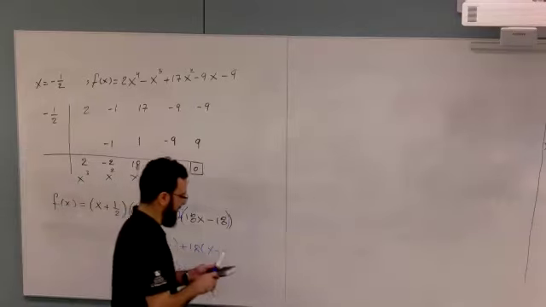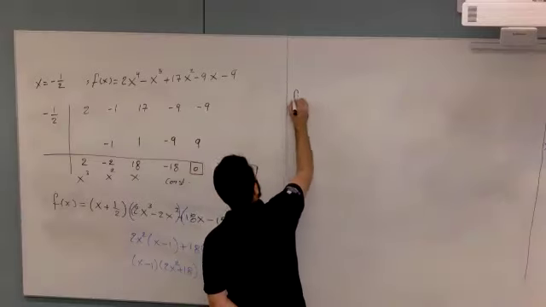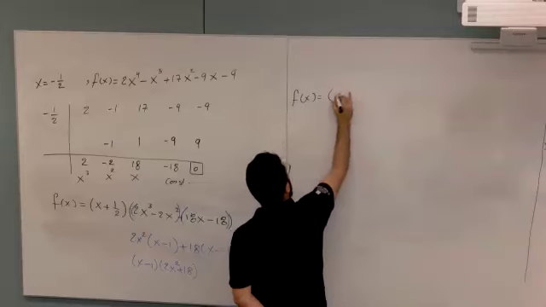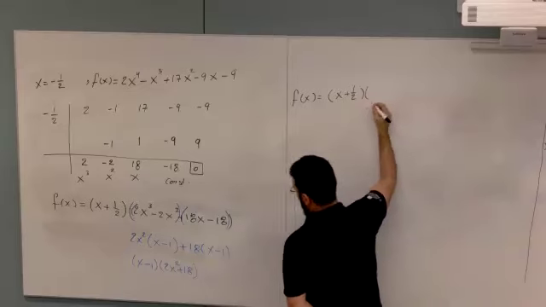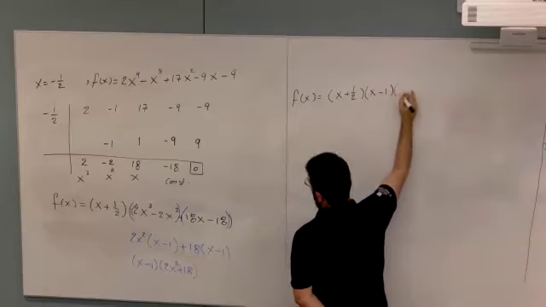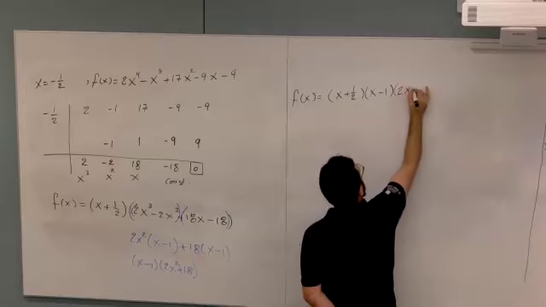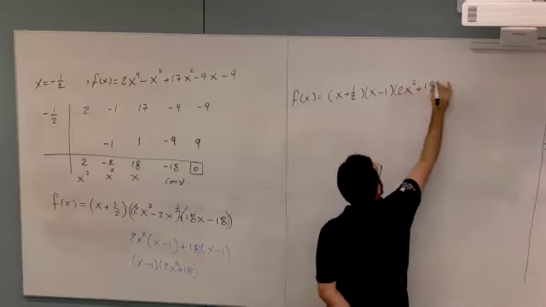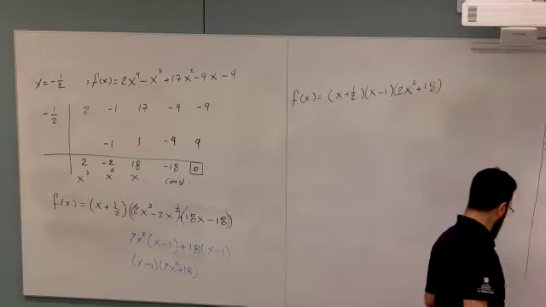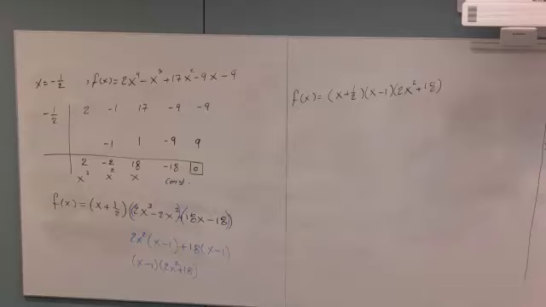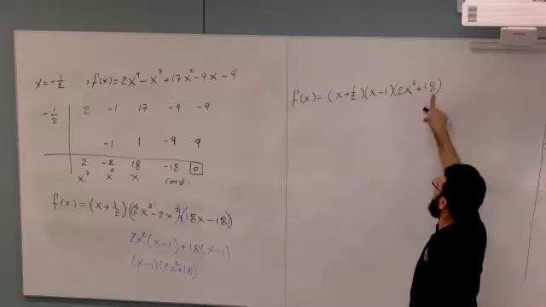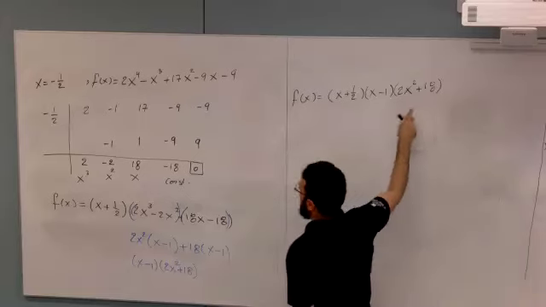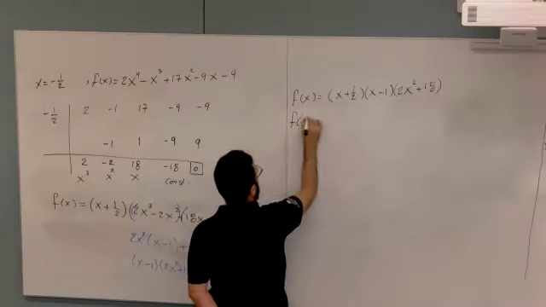Let's write it down again. That's the question. f of x equals x plus half, x minus 1, and 2x squared plus 18. Now the question, did I finish? Is that the factored form? No. What are we going to do? You can probably factor out 2x. Not 2x, just 2, because there is no x here. There is a GCF between these. So f of x equals what?